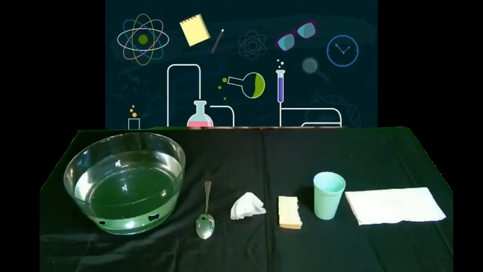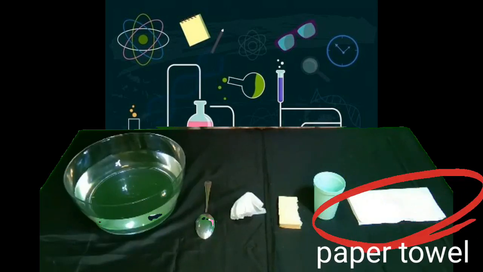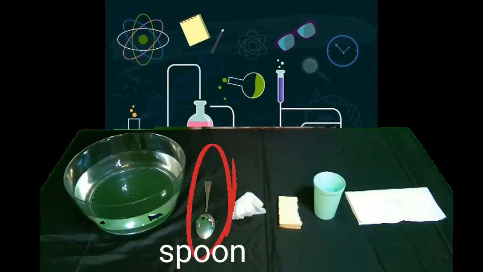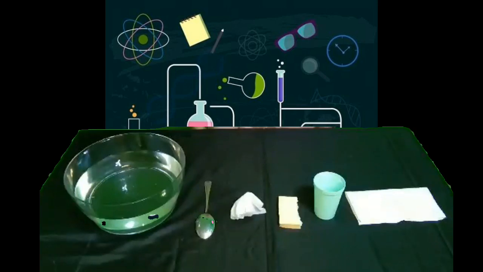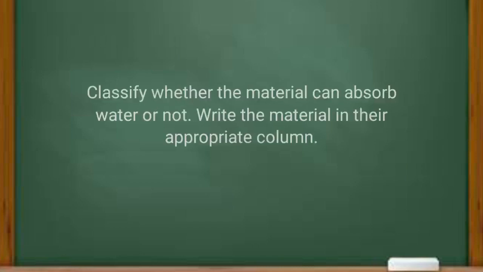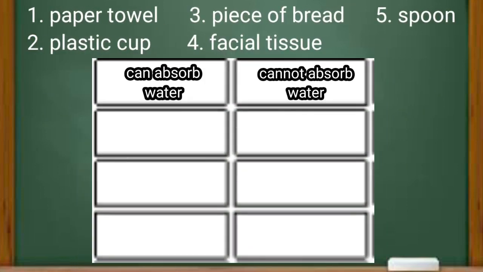For this activity, you will be using these materials, namely a small basin that is 3/4 full of water, a paper towel, a piece of bread, a spoon, a plastic cup, and a facial tissue. I will be soaking each material in the water. Then, classify whether the material can absorb or cannot absorb water. Write the materials in the appropriate column. Are you ready? Good! Let's do it!